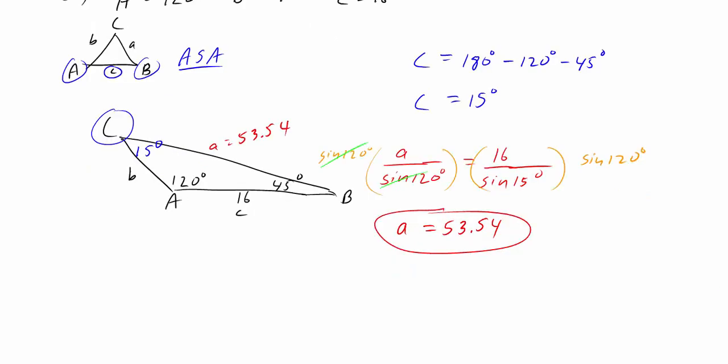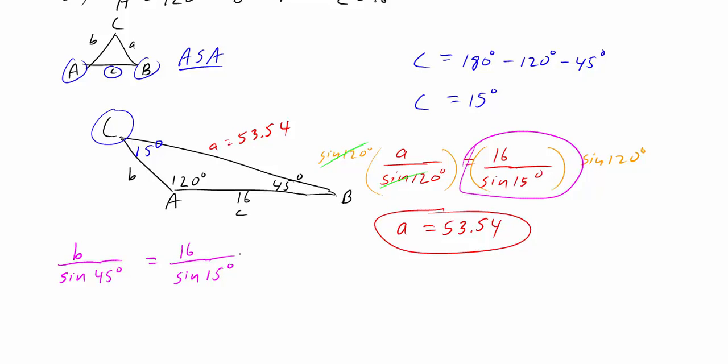Now you'll notice here that we can do exactly the same thing. So if we're looking for side B, we would take little b over the sine of angle B, which is 45 degrees, okay? And then we can set that equal to, well, we could use the same thing we did before. Over here with just the previous one here, we can use this again. It's going to still be equal to the 16 over the sine of 15. So that'd be 16 over the sine of 15 degrees.